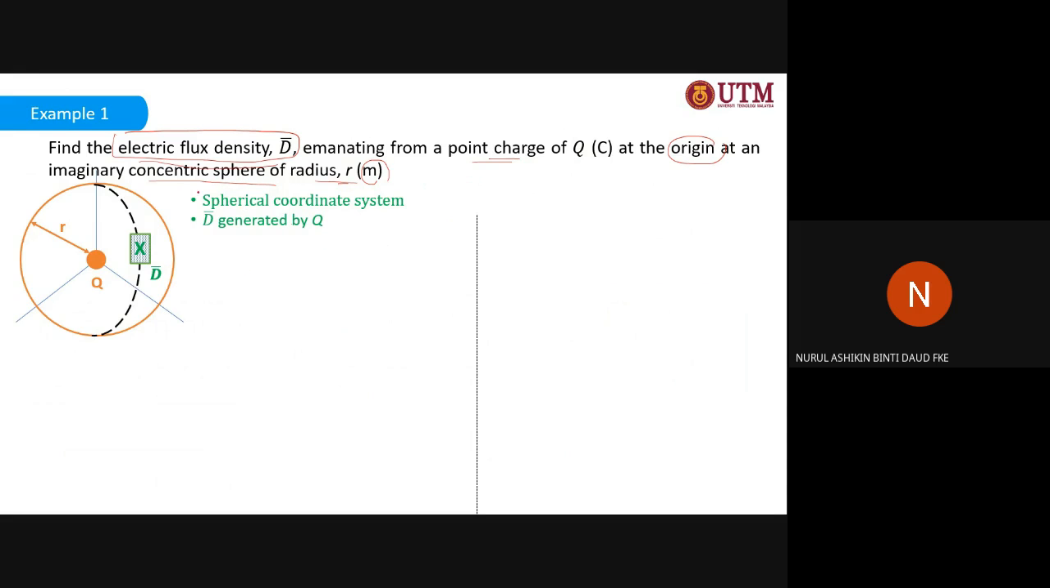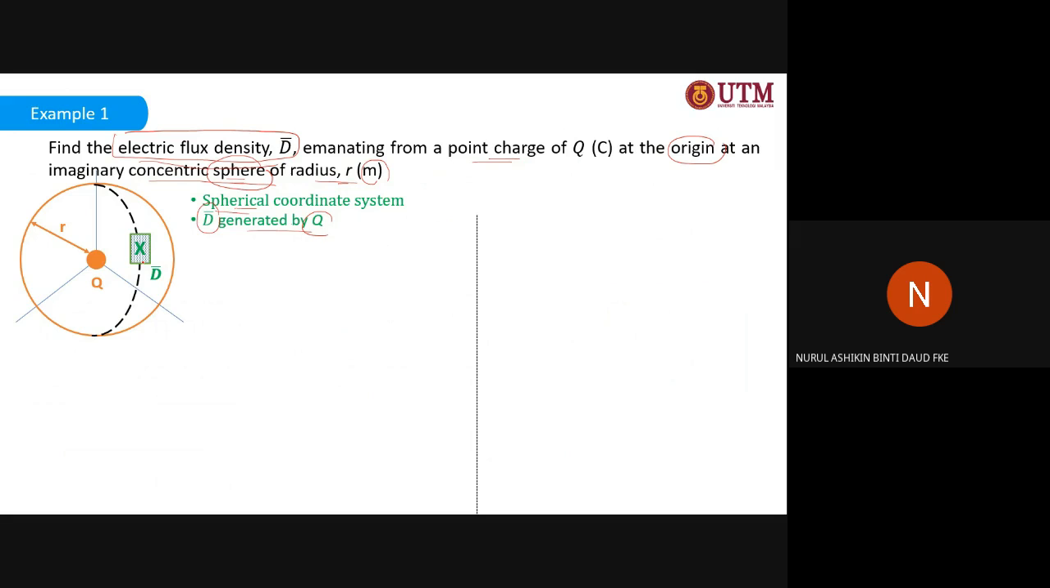As I mentioned, it also mentions a sphere. So what should automatically come to your mind is the spherical coordinate system that we have learned in the orthogonal coordinate systems. The wise method is to use the spherical coordinate system, which is the same as the object mentioned in the question. And what we need to find is the electric flux density generated by Q.